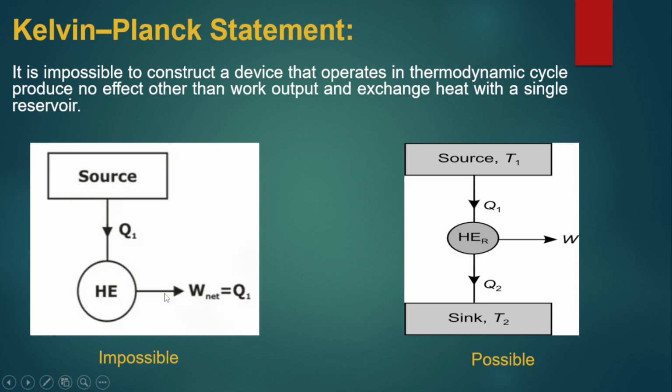As you can see in this image, there is a source, and this is the heat engine. Now the complete heat supplied by the source is converted into work. This is impossible according to the Kelvin Planck statement. Now this is the possible cycle, because some amount of the heat is converted into work and the remaining is rejected into the sink.